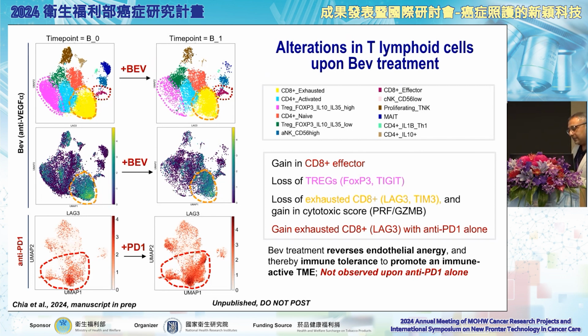So what this is telling us is that somehow this bevacizumab treatment is reversing endothelial anergy, normalizing the vasculature, which then changes this microenvironment from an immune cold to a more immune hot. And it's not observed in anti-PD-1 alone.